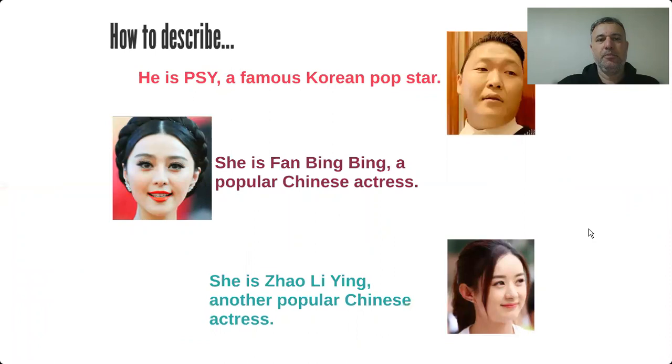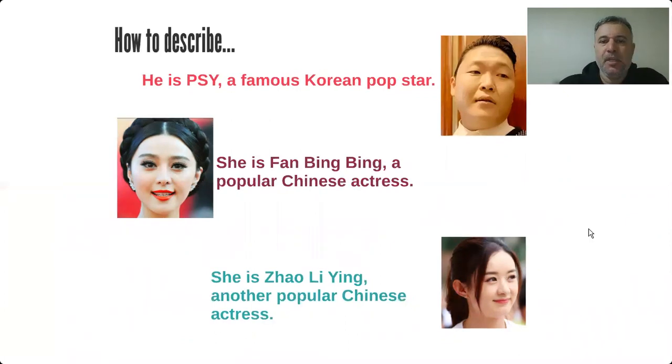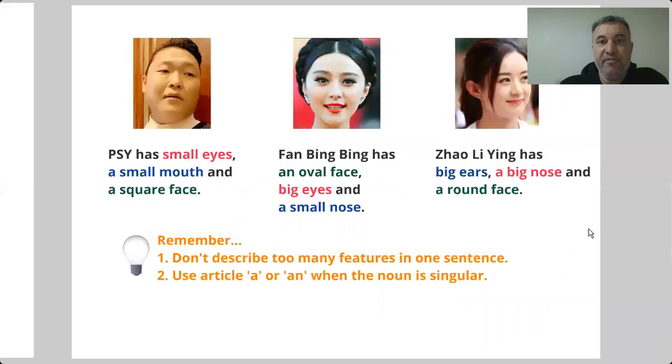Psy is a famous Korean pop star. She's Fan Bingbing, a popular Chinese actress, and she's Zhao Liying, another popular Chinese actress. Right? So how do you describe their faces? Psy has small eyes, not big eyes. He has small eyes, a small mouth, and a square face. Right? Small eyes, small mouth, and a square face.